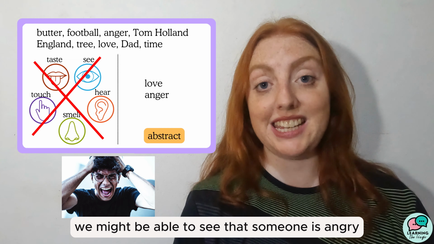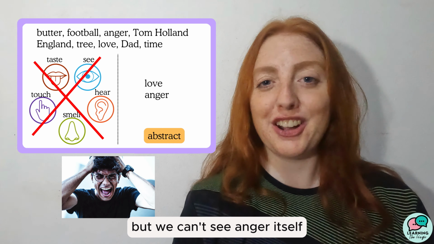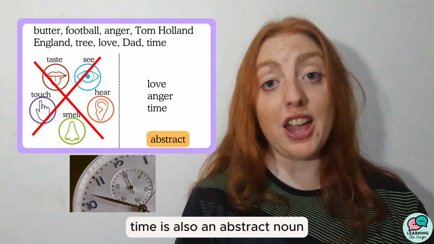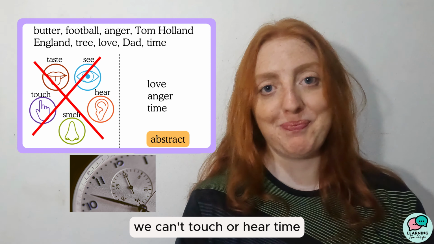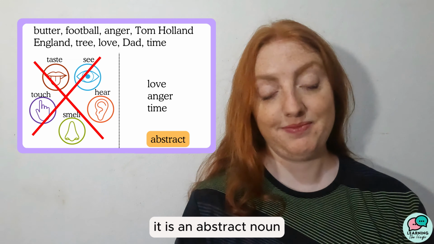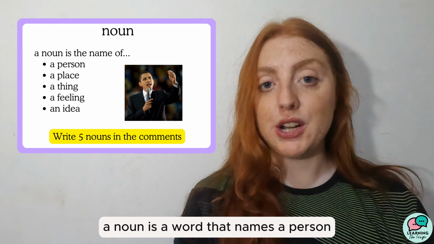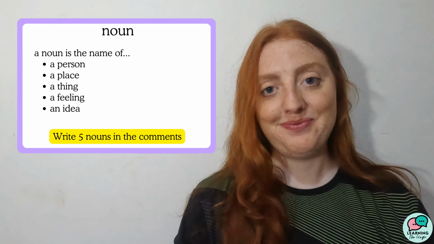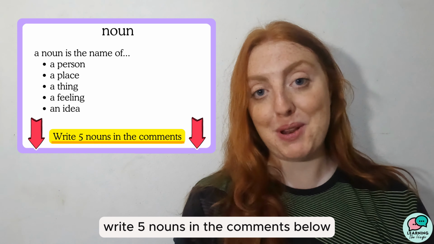We might be able to see that someone is angry, but we can't see anger itself. We can't touch it, we can't smell it. Time is also an abstract noun. We can't touch or hear time. If you can't interact with it, it is an abstract noun. So remember, a noun is a word that names a person, a place, a thing, a feeling, or an idea. To show your understanding, write 5 nouns in the comments below.